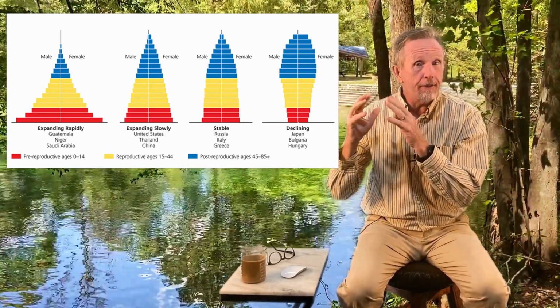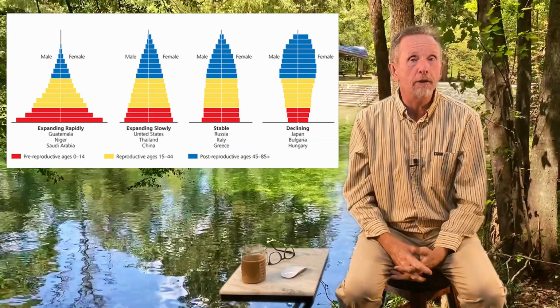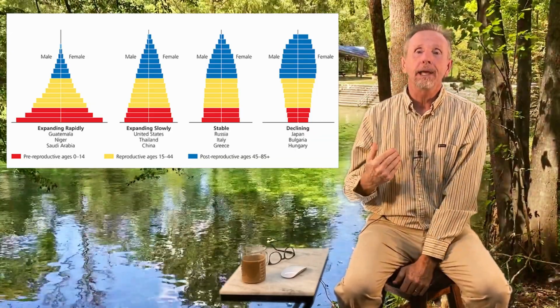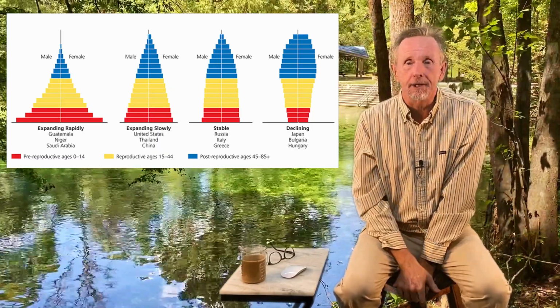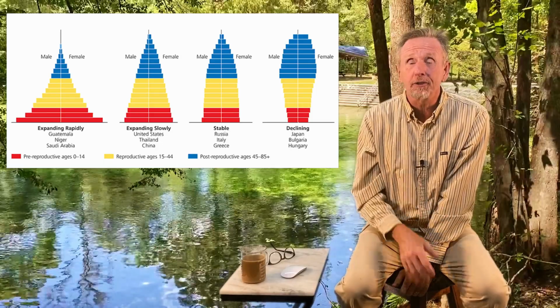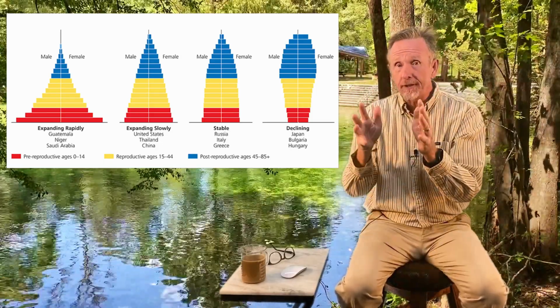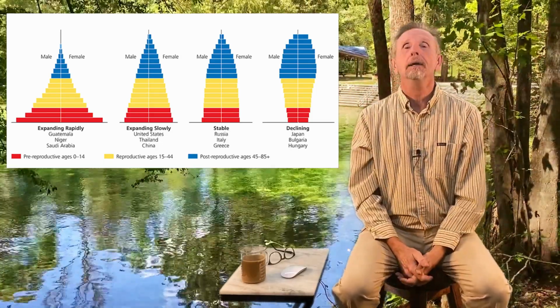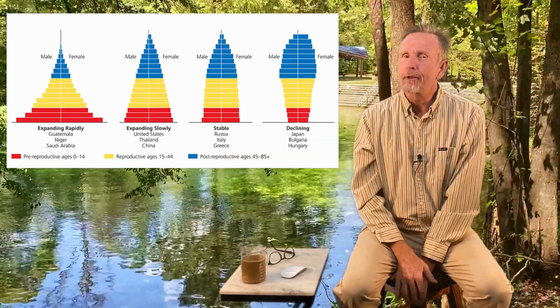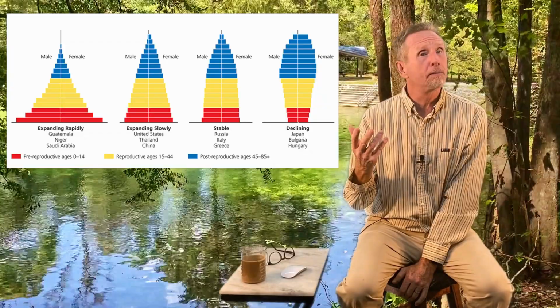They fall in this post-reproductive age class, where most of the population is, and this would be a declining population. Japan, Bulgaria, Hungary are just some examples that fit this kind of block, but that's a declining population, fewer young, and they have their own issues or problems as well, which we'll look at a little later.